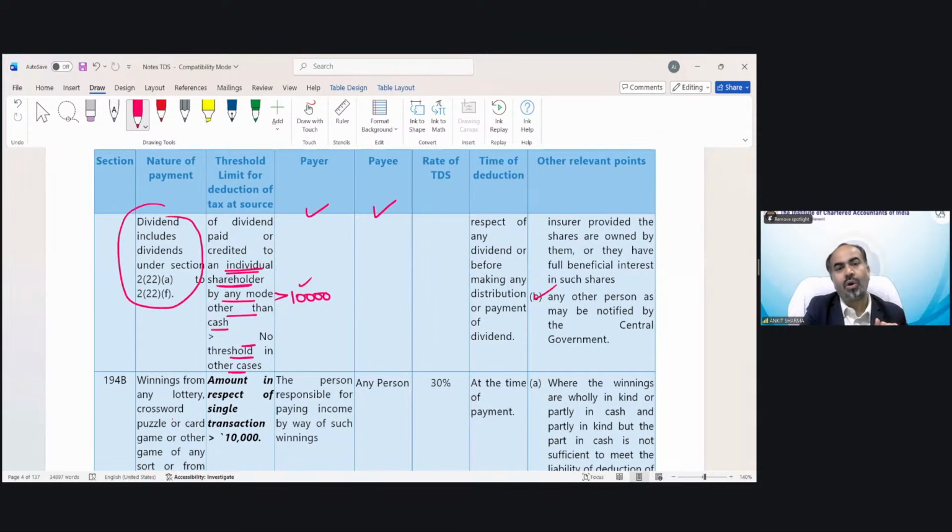Dividend includes all kinds of dividends, section 2(22) till section 2(22)(e). A, B, C, D, E. So any of these kinds of dividend you receive, then TDS is required to be deducted. And I believe that you must have gone through section 2(22) A, B, C, D, E under income from other sources. What do we call these kinds of dividend? Who will tell me? What do we call dividend under section 2(22)(a) till section 2(22)(e)?